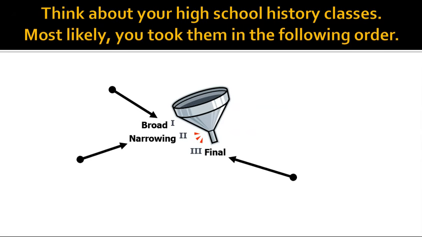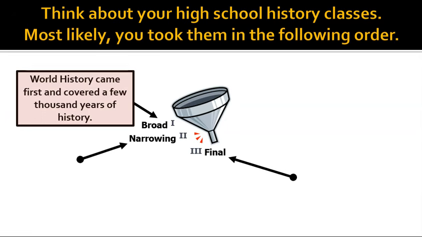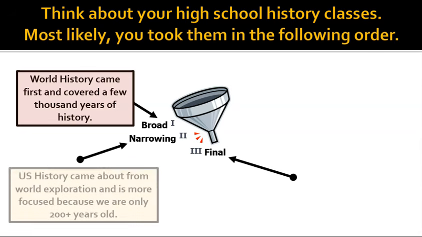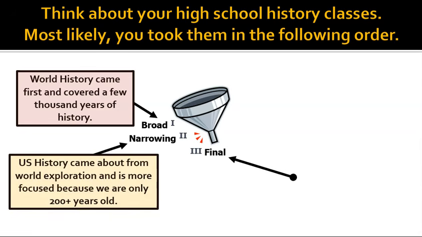Think about your high school history classes. Most likely, you took them in the following order. World history came first and covered a few thousand years of history. U.S. history came about from world exploration, thus after world history, and is more focused because as a nation we're only about 200 and some years old.